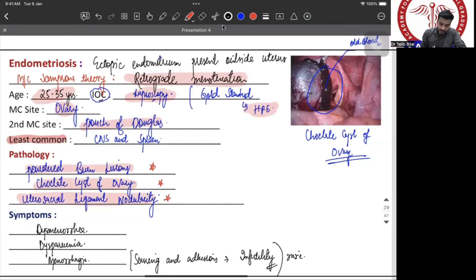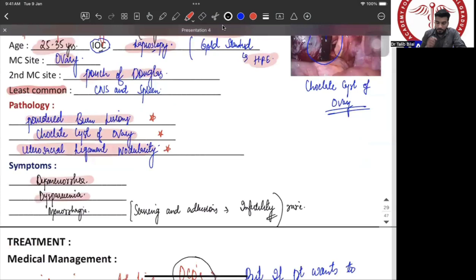The patient will have classical symptoms like dysmenorrhea, pain during the menses, dyspareunia, a painful intercourse, and menorrhagia, heavy bleeding of more than 80 ml. Normally it's 30 to 35, but in case of endometriosis, it goes up to 80 ml. And due to the scarring and adhesions, the patient will complain of infertility.